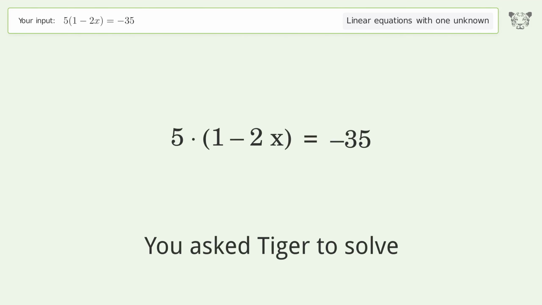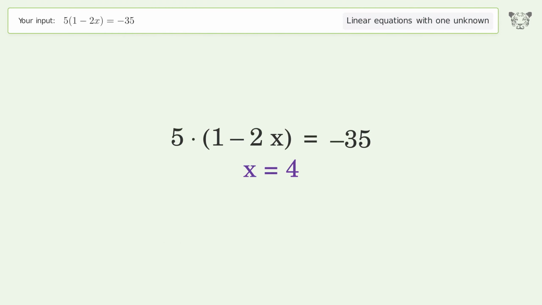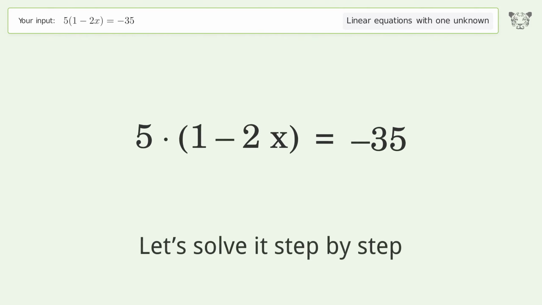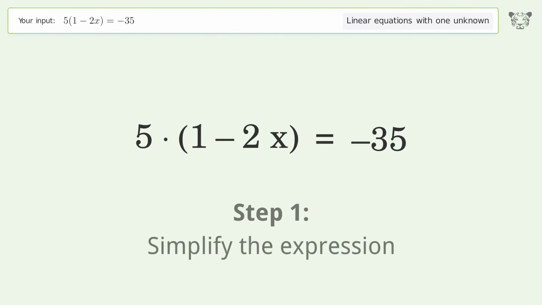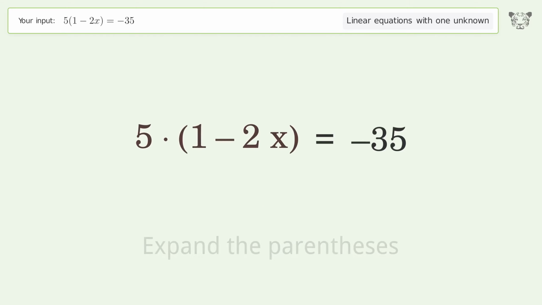You ask Tiger to solve. This deals with linear equations with one unknown. The final result is x equals 4. Let's solve it step by step. Simplify the expression. Expand the parentheses.